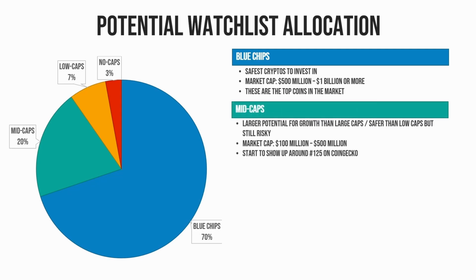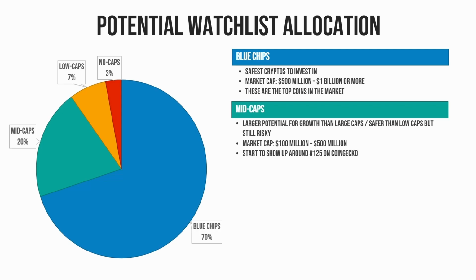So second to those are the mid caps, larger potential for growth than large caps, and safer than low caps, but still risky, right? Your market cap's anywhere between 100 million and 500 million, and these coins start to show up somewhere around 125 on CoinGecko, right? So if you go to CoinGecko and you look at the rankings for market cap, these coins start to show up around number 125, okay?